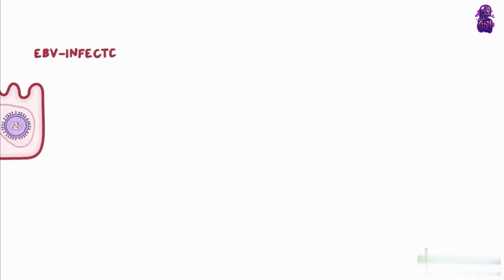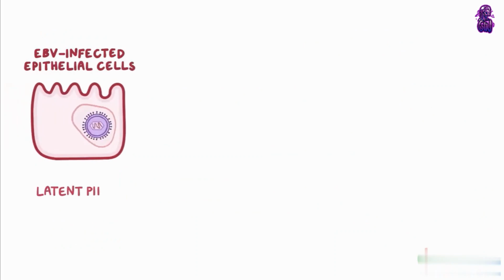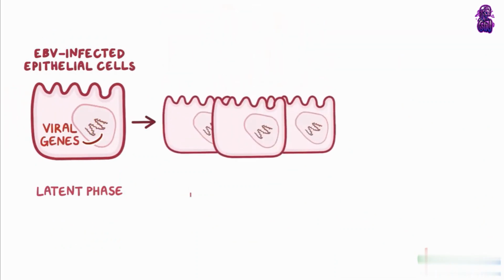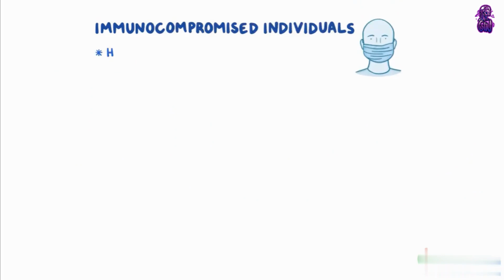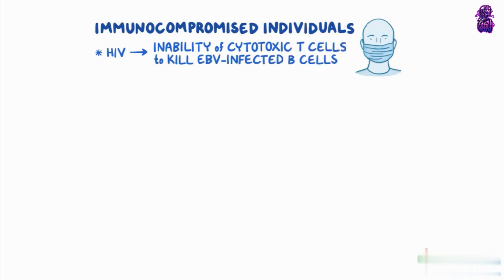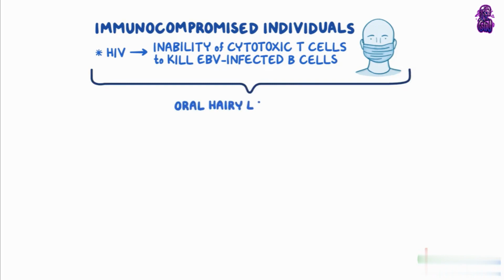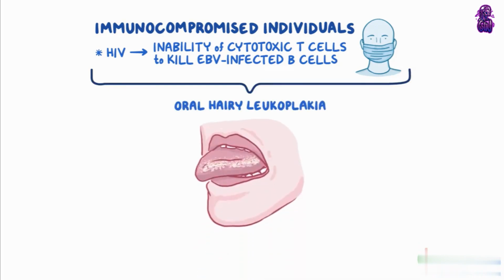Similarly, EBV-infected epithelial cells can sometimes enter the latent phase, express viral genes that result in increased cell proliferation, and lead to nasopharyngeal carcinoma, a cancer of the upper part of the throat. In immunocompromised individuals, such as those with HIV, the inability of cytotoxic T cells to kill EBV-infected B cells is especially pronounced, and B cell cancer development is more likely. Additionally, individuals with HIV who are exposed to EBV may develop oral hairy leukoplakia, which appears as a white plaque on the lateral side of the tongue that cannot be scraped off.